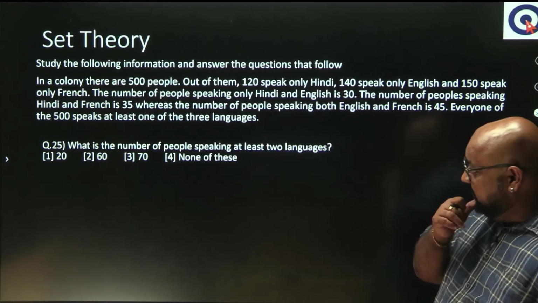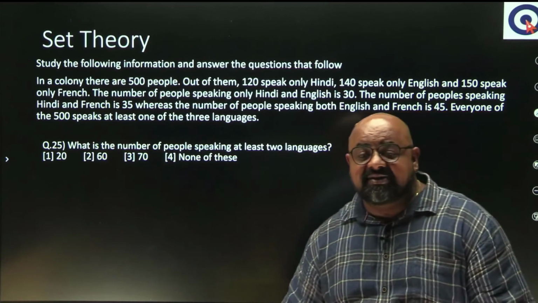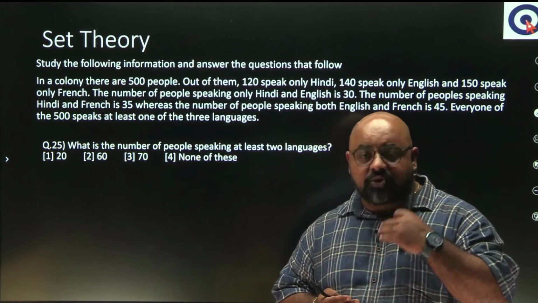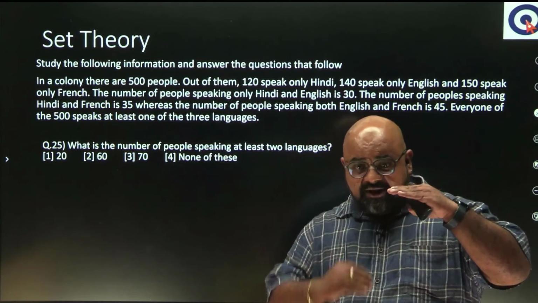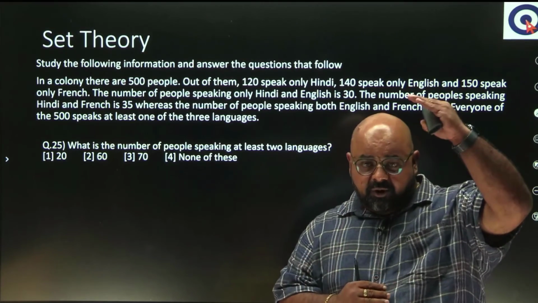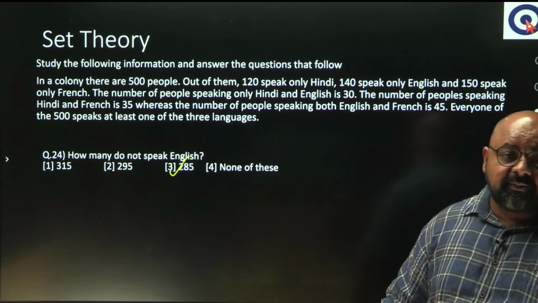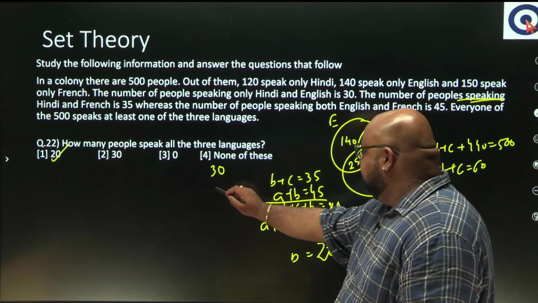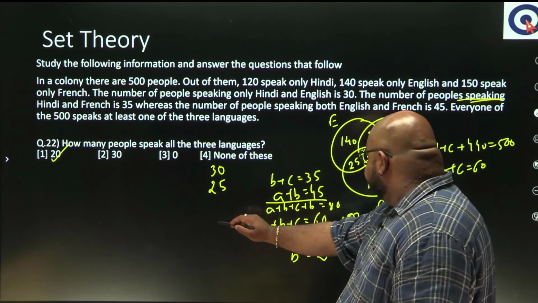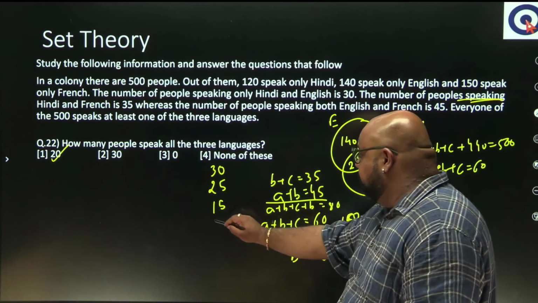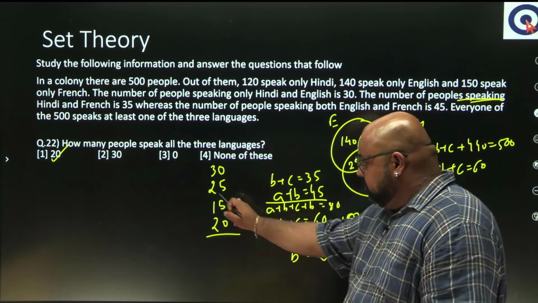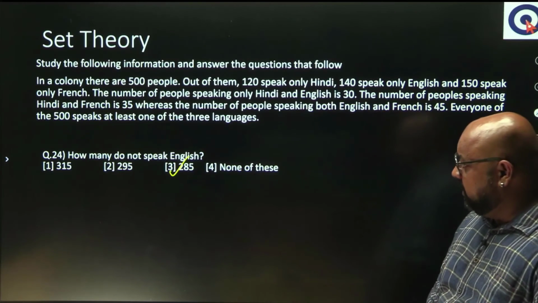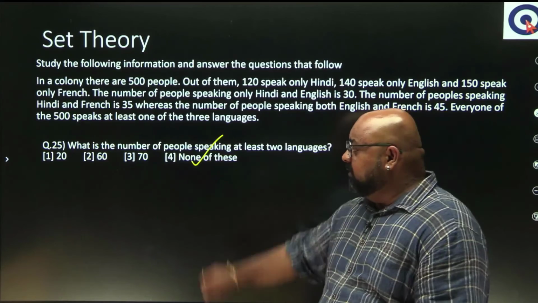Lastly, what is the number of people speaking at least two languages? So at least two languages means 2 and 3, both the cases. At most two languages means one language, no language, or two language. So at most means up till that point, at least means from that point onwards. So how many people speak at least two languages? The 30 for English and Hindi, the 25 for English and French only, the 15 for French and Hindi only, and 20 speaking all three languages. This becomes 30 and 40. 40 plus 50. The answer should be 90, therefore none of these.